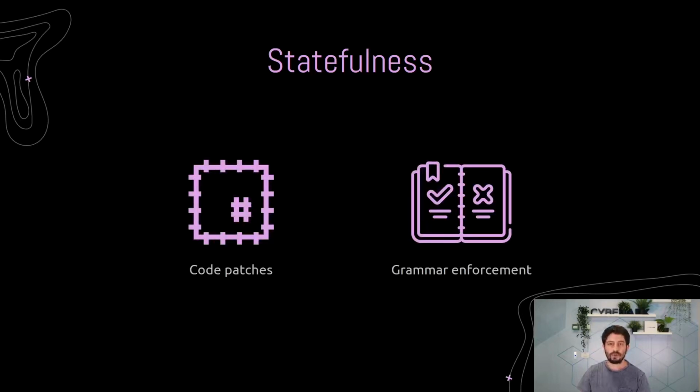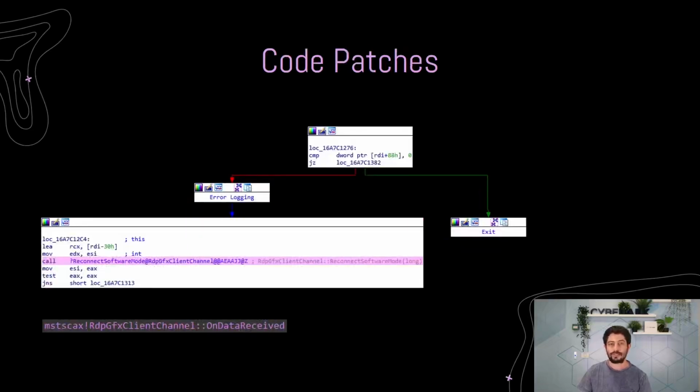One was using code patches, basically just stopping the target from actually exiting. And the other was using grammar enforcement, basically limiting what the fuzzer can send so it never reaches those bad paths. So let me explain code patches.